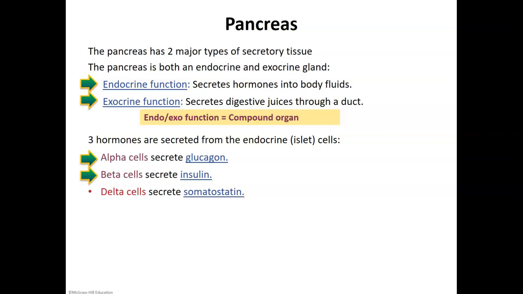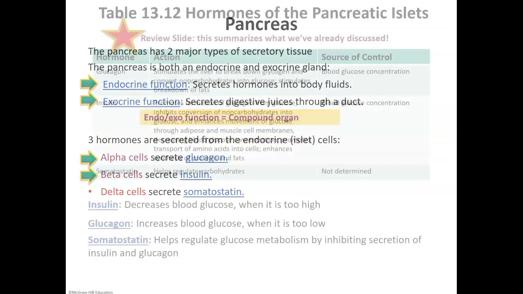The endocrine portion of the pancreas doesn't do any of that. The endocrine portion of your pancreas is going to release hormones like insulin, glucagon, and actually it will release some somatostatin, another hormone we talked about before coming back. So alpha cells within your pancreas are going to release glucagon, beta cells are going to release insulin, and delta cells are going to release somatostatin.